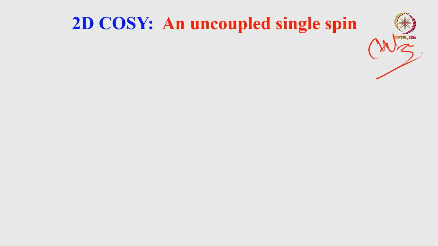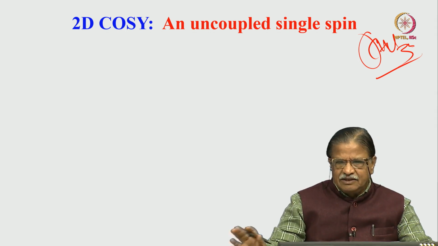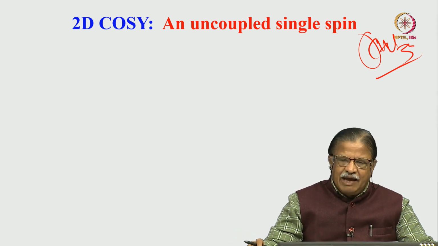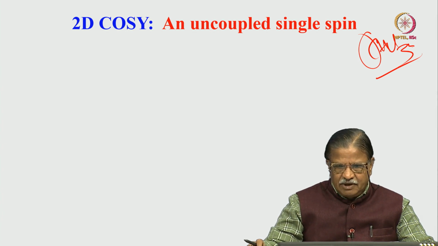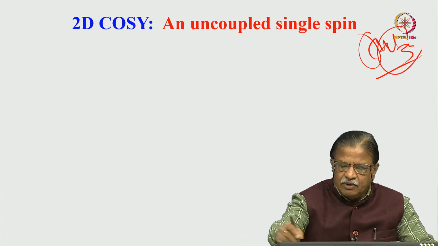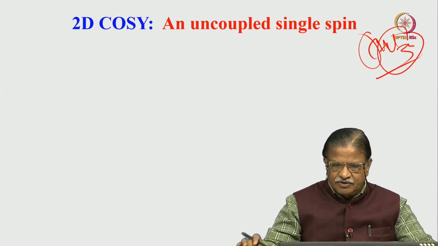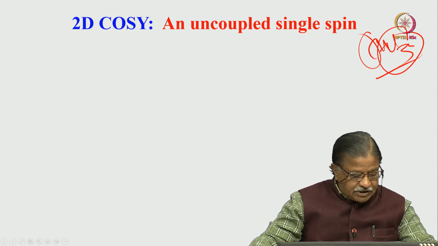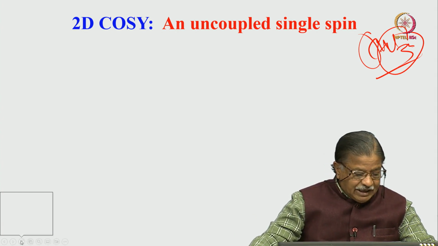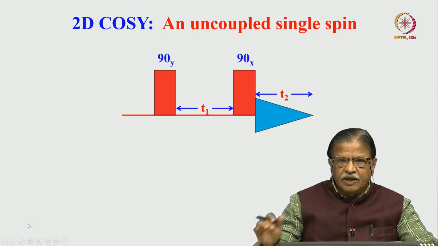We are looking at the proton. We will not worry about the natural abundance carbon, 1% abundance. Assume that is not coupled to the proton. So we are having a single proton, one spin, uncoupled to anything else. Of course, it won't couple to chlorine. That's what I want to assume. And we will start with the 2D-COSY spectrum of a single spin. Let us see how this works.